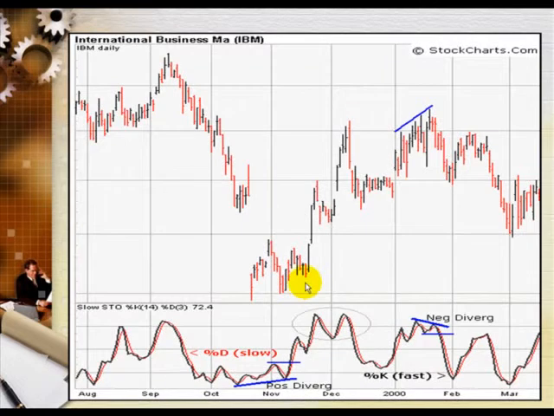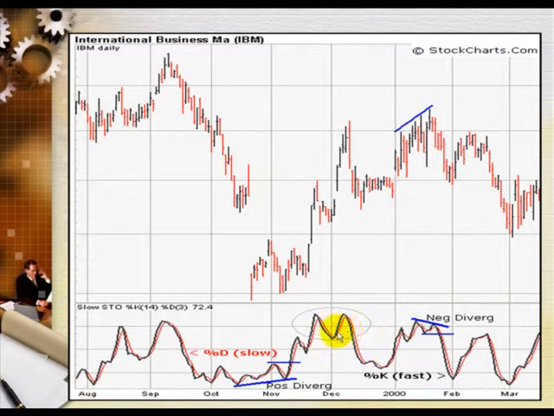Okay, positive divergence. What happens? It's going sideways, gives us some kind of bullish indication, price moves higher. Ignore this for the moment. I don't really like looking at patterns within the stochastics. This is a stochastic, by the way.